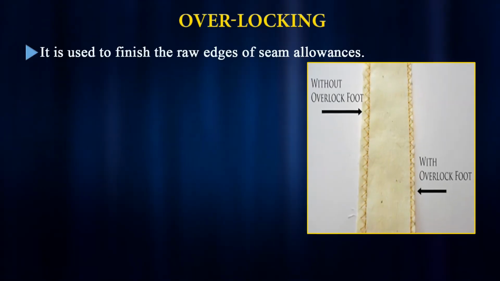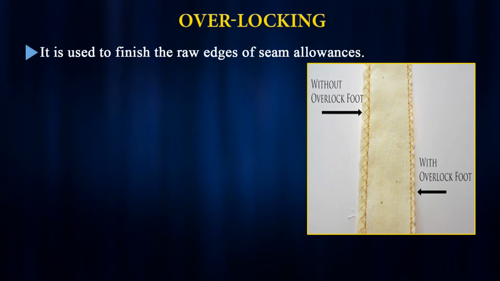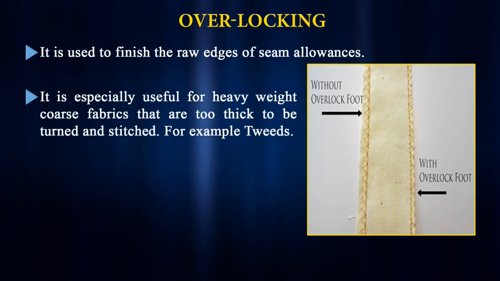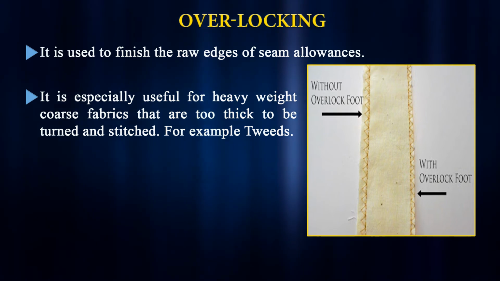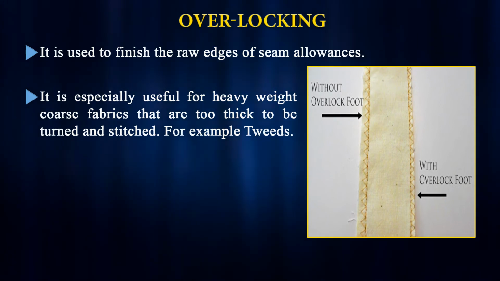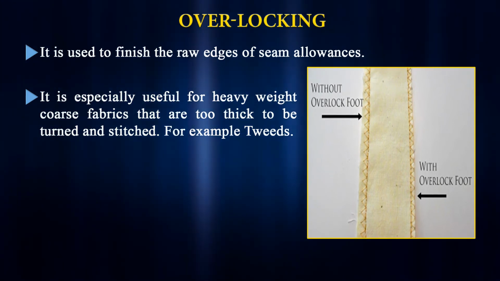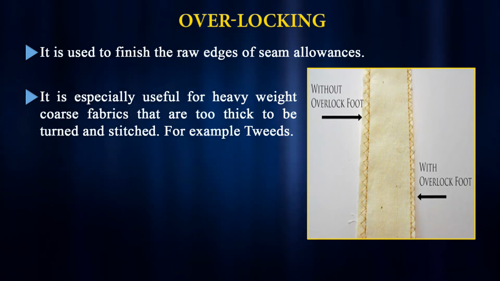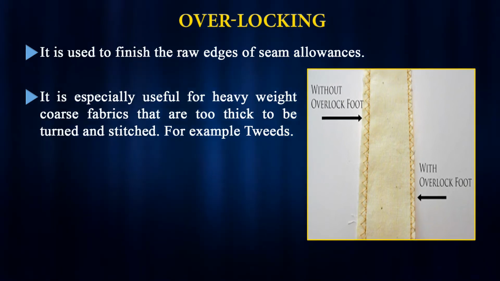Then the third is overlocking. We also see overlocking on a tailored garment. You can see the overlocking finishing done at the side seam part or the armhole part. It is used to finish the raw edges of the seam allowance. It is especially useful for heavyweight coarse fabric. Like if we have a fabric which is heavyweight, for that type of fabric we use the overlocking finishing method. For example, for tweed fabric, we use the overlocking method.